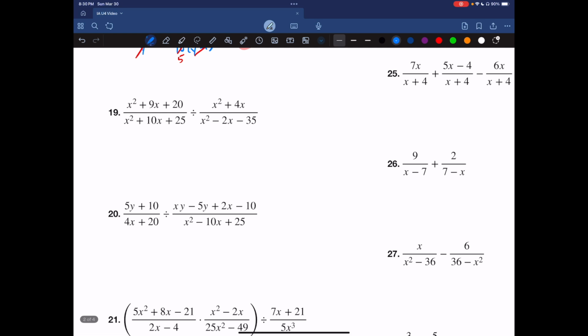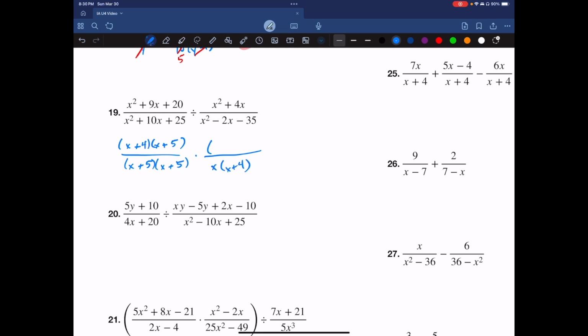As these things get more and more complicated, take as much time and room as you need. I'm going to have to factor everything. And if you need to flip that fraction and then factor, that's fine too. So let's see. We got x plus, it's going to be 4 and 5, plus 4 plus 5. x plus 5. On the bottom, I got x plus 4.